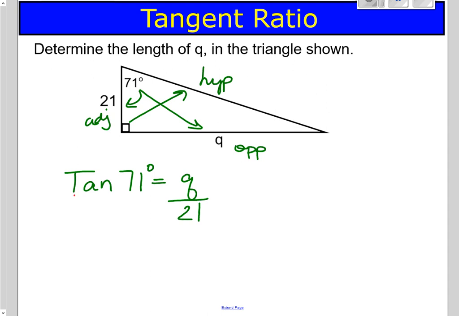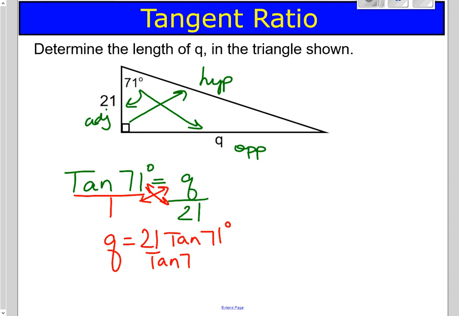Now remember, we're going to cross multiply this. So I'm going to put this over 1. And then let's do some multiplication here. And I get 1 times Q, which is Q, and then 21 tan 71. Notice I put the 21 first because if I wrote it as tan 71 21, you may get confused and think of that as 71 times 21, which it is not, right? So, of course, just to keep it cleaner, we put it at the beginning.